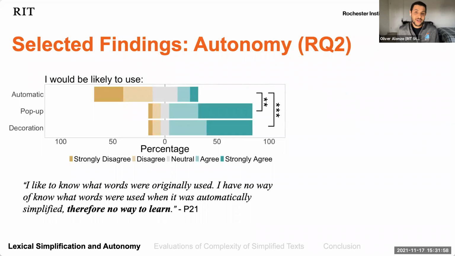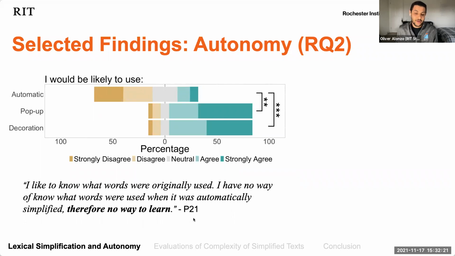For a second research question, which focused on whether participants preferred systems that provided them with greater autonomy, we found strong significant differences between the prototype that provided the simplifications automatically without any autonomy and the systems that provided the simplifications on demand. So there was a strong preference towards systems that provided greater autonomy.